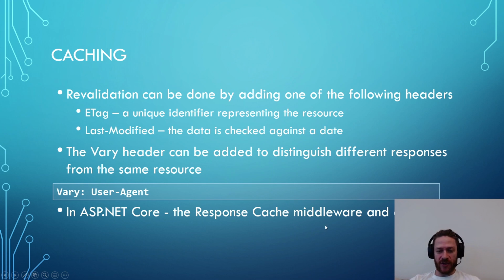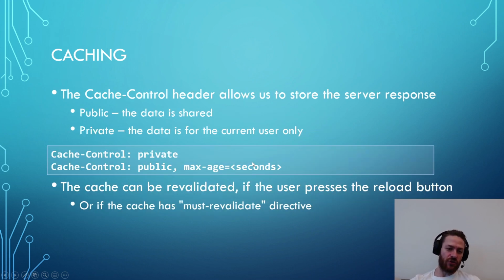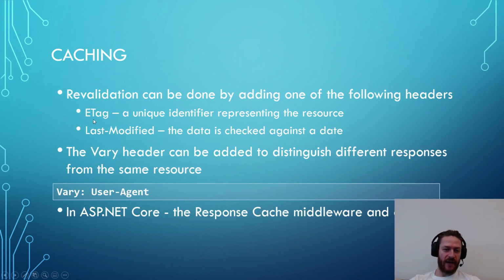But the response cache middleware and the action filter essentially use the Cache-Control header with the ETag, with the Last-Modified, and you can even add more control by using these headers.